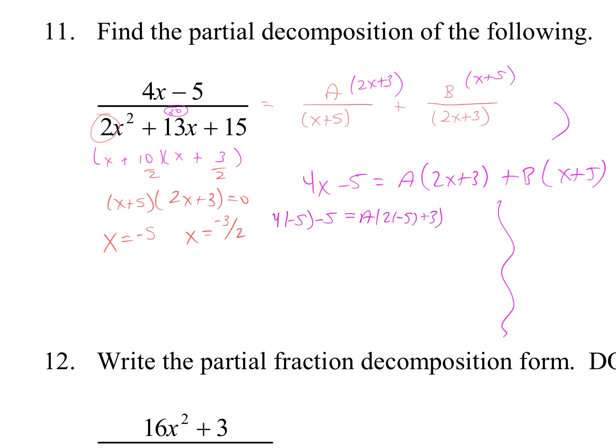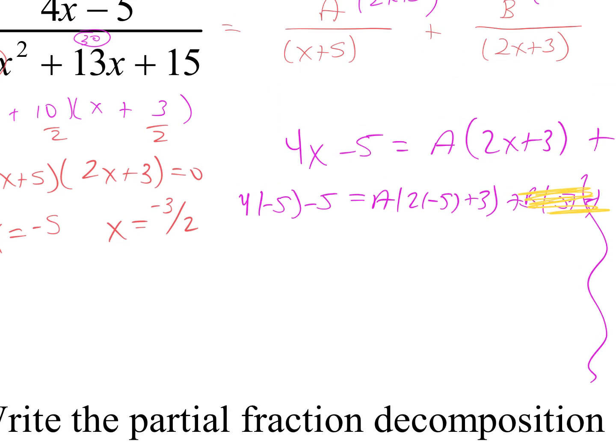And then what's going to happen over here with B? Negative 5 plus 5. What's going to happen there? What's negative 5 plus 5? 0. It cancels out. Every time you do this, one of them should cancel. So I have negative 20 minus 5 is negative 25. Correct? And on the right-hand side with A, I have negative 10 plus 3. It's going to give me negative 7A. Divide both sides by negative 7. So A equals 25 over 7.